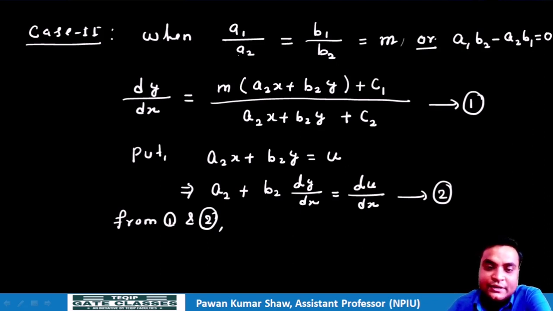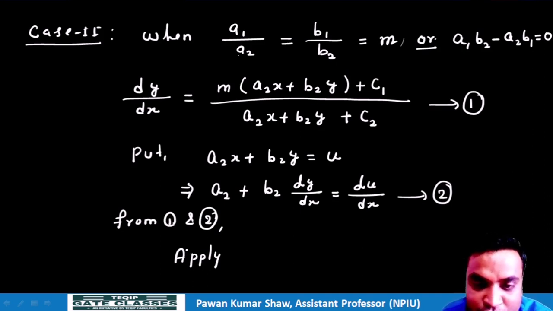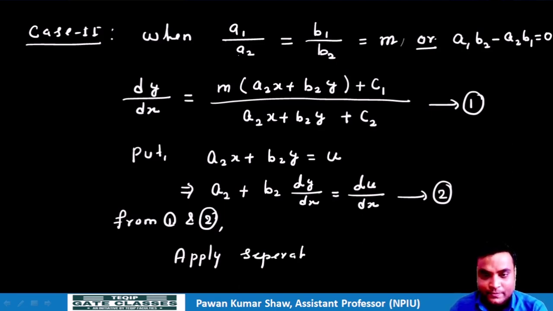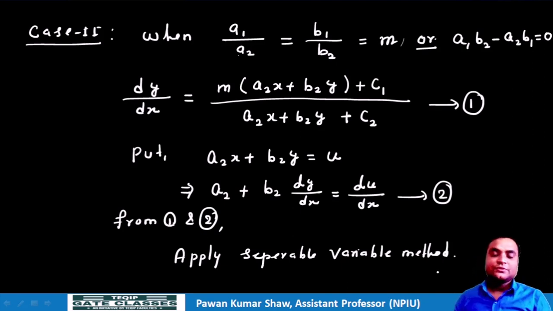So anyhow we can write the differential equation in terms of du by dx, that is in terms of u and x, and we can apply our separable variable form. So this is a problem reducible into a separable variable form. After that, apply the separable variable method to find the solution. So this is case number 2.